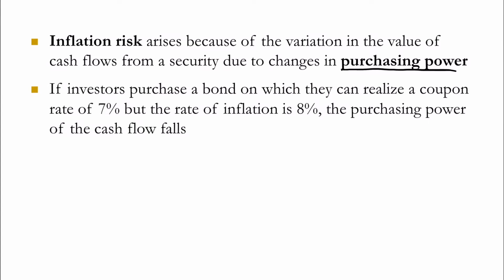So let's do a quick couple of examples here. If investors purchase a bond on which they can realize a coupon rate of 7%, but the rate of inflation is 8%, the purchasing power of the cash flows actually falls.